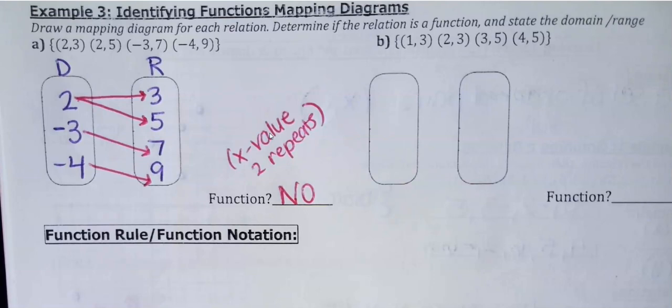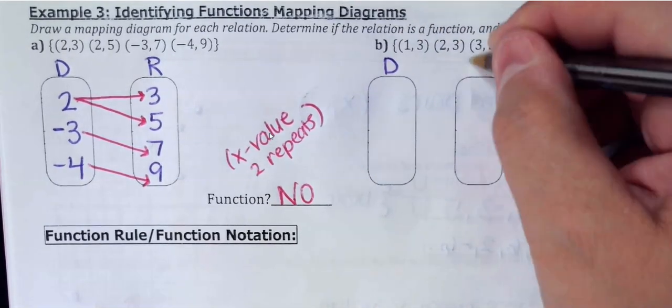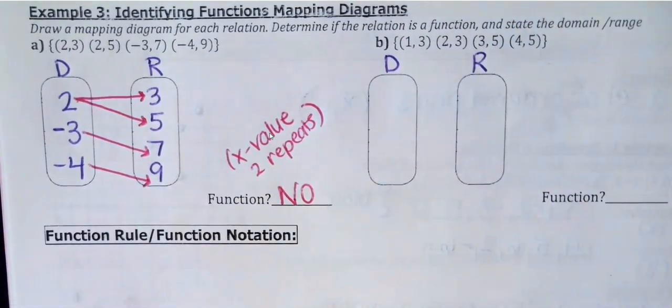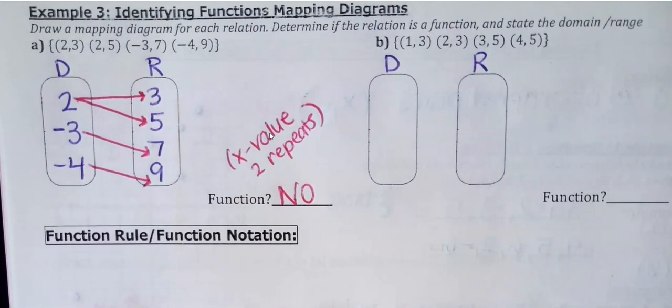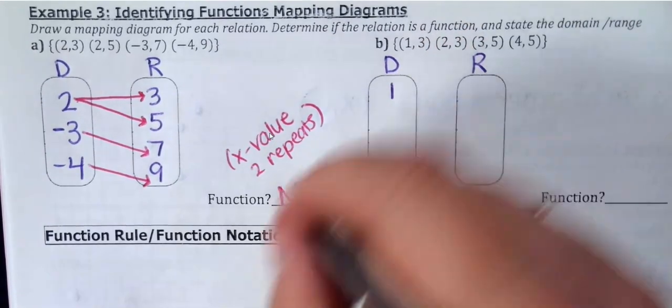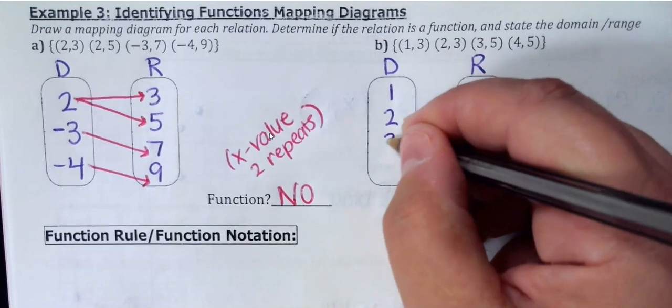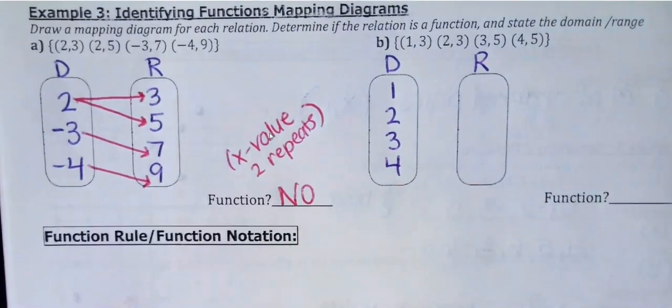Okay, let me do one more mapping diagram with you. Again, the x value or your domain goes on the left, your y value or your range goes on the right, and when you're listing them, you've got to list every single one that's different. So my x values here, I've got 1, 2, 3, 4. They're all different for the domain. Each one of those x values is different.